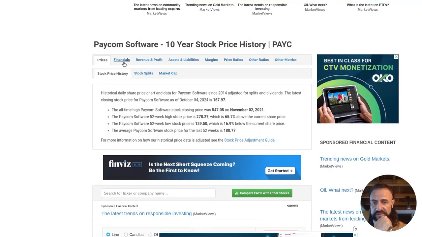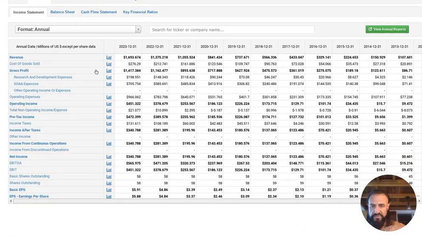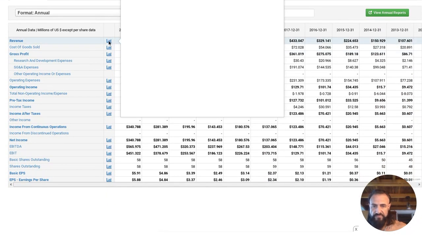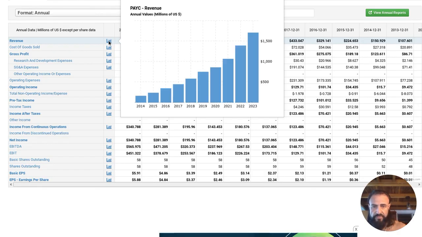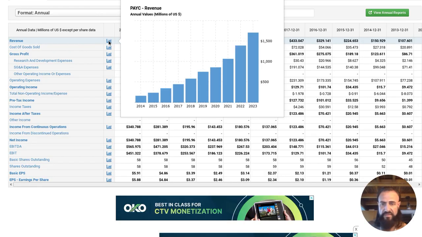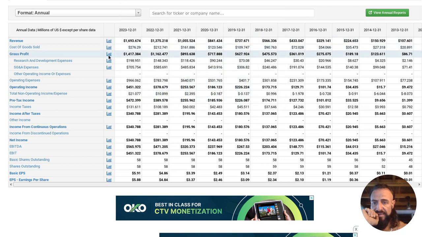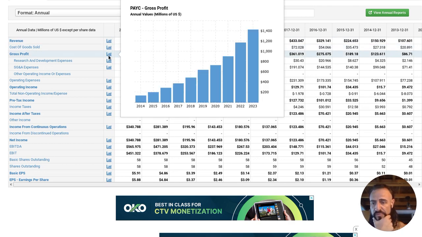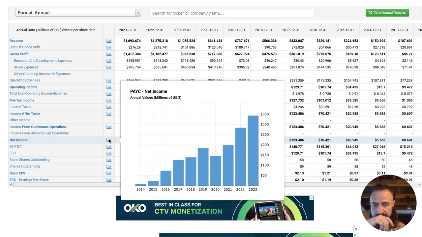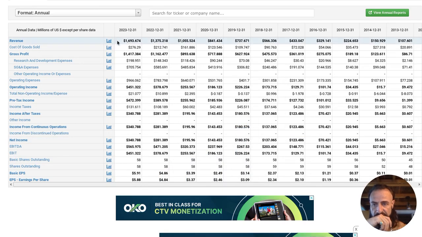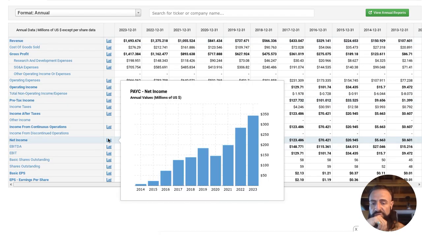But let's see the financials. The revenue is growing nicely. I like to see this trend of revenue. Looks pretty good. I can imagine that everything looks the same. The gross profit, the net income, real nice. The company is selling 1.7 billion and clears 340 million. It looks pretty good. It looks real good.